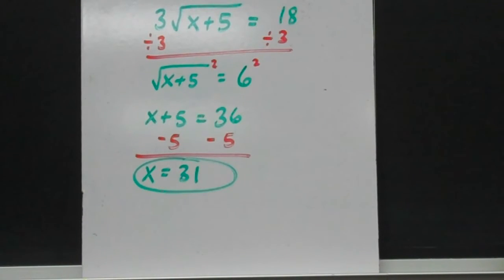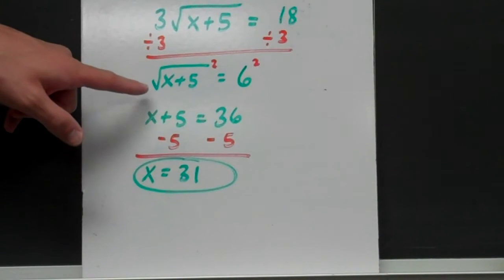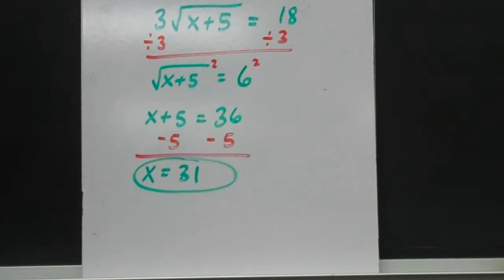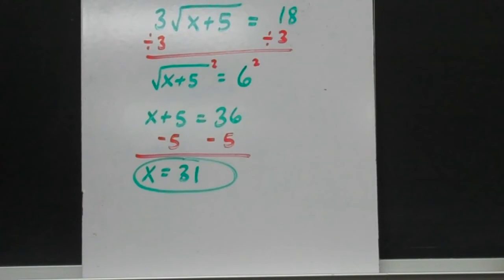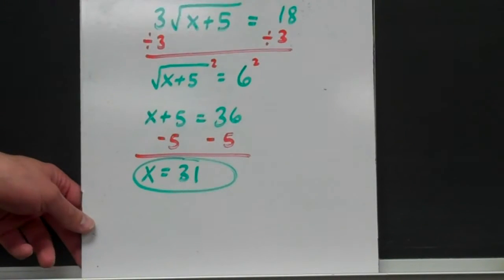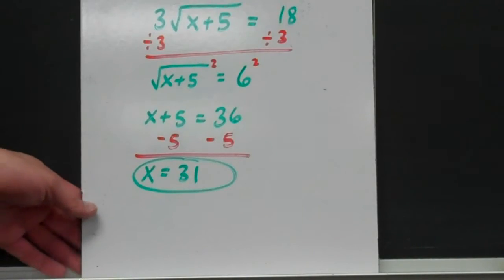Another way to think about it, you can think about what number would I take the square root of to get 6. Square root of 36 is 6, so we know x plus 5 has to be 36. And then we just subtract 5 from each side, and x equals 31. So the key to remember here is to undo a square root, you square.